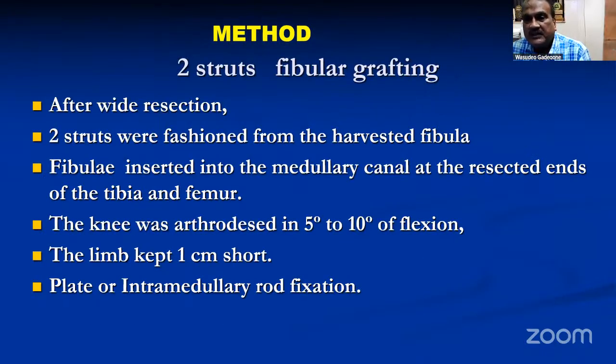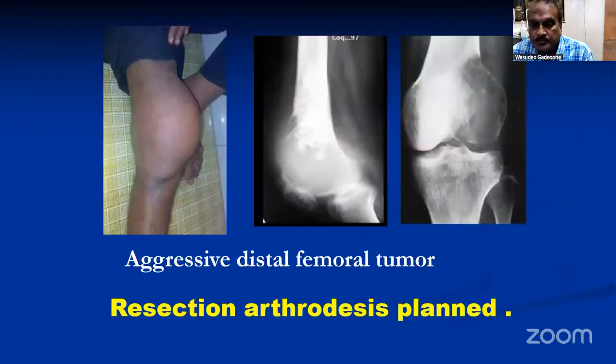So how to use it? After wide resection, two struts were fashioned from the harvested fibula. The fibulae were inserted into the medullary canal at the resected ends of the tibia and femur. The knee was arthrodesed in 10 to 15 degrees of flexion. The limb is kept 1 centimeter short to clear the ground, with plate or intramedullary nail rod fixation.